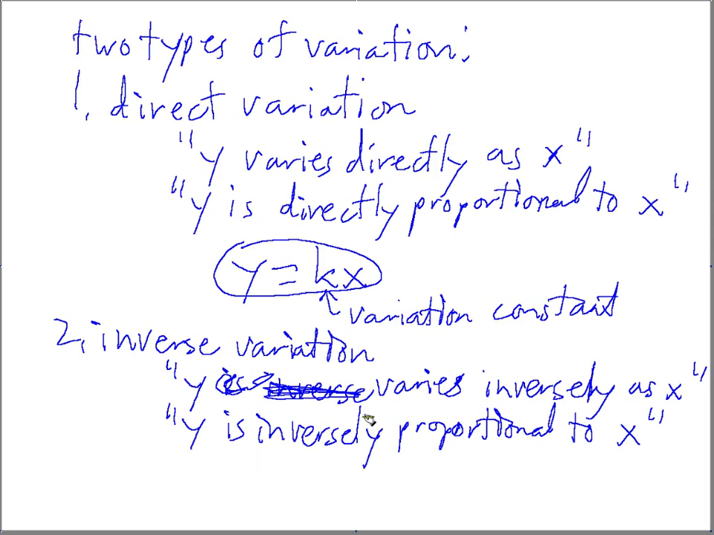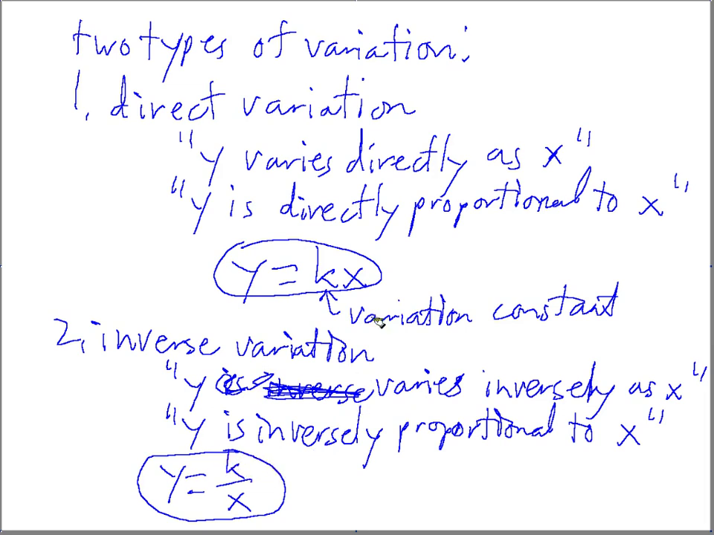So that means they move in opposite directions. As x goes up, y will go down. As x goes down, y goes up. Now the equation to relate that is similar to the one up here, except that it's not going to be k times x. It will be k divided by x. So y will be equal to k divided by x. And again, the k is the variation constant. It means the same thing here. This is a number that we have to figure out.